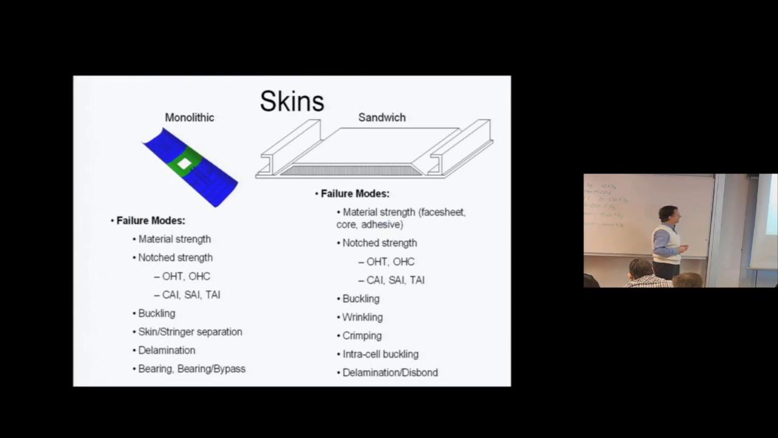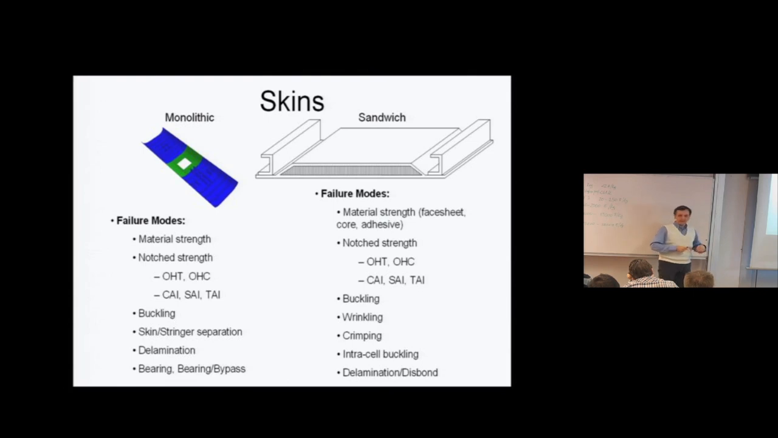Delamination, which is a fairly classical failure mode. Out of plane stresses develop even if you only have in-plane loads in some composite laminates. And then associated with rivets and fasteners, you have bearing failure, bearing bypass failures, inter-rivet buckling, and so on. Now, this is just a short list of what happens on a monolithic skin.